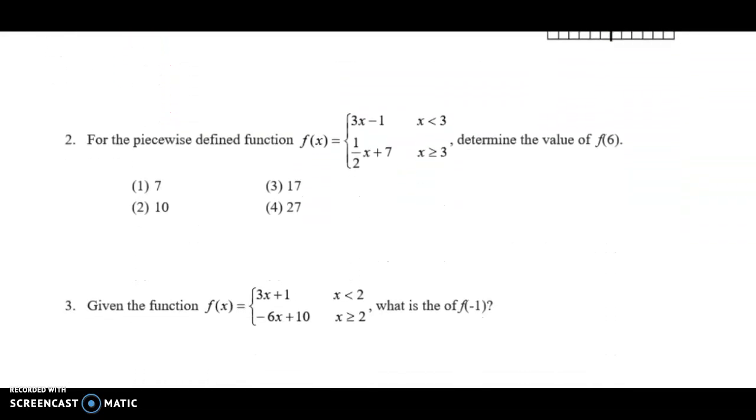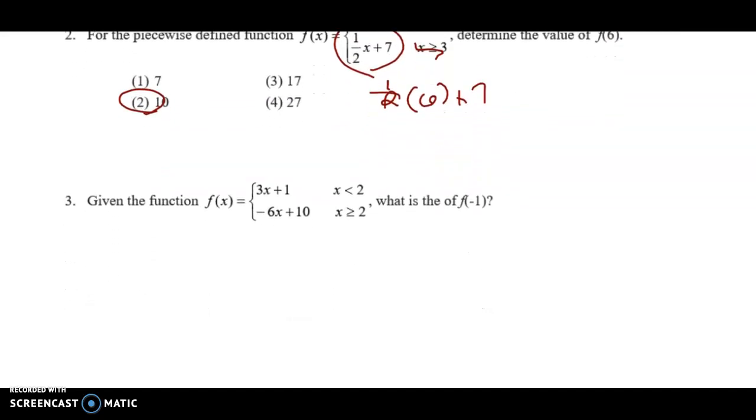Moving to our next one. For the piecewise function defined, f of x equals 3x plus 1 for x less than 3, and 1/2 x plus 7 for x greater than or equal to 3. Determine the value of f of 6. Alright, so we are testing an x value of 6. We then come to our intervals. Which one do we fall into? Is 6 less than 3, or is 6 greater than or equal to 3? We know it's greater than or equal to 3, so because it falls in this interval, I have to use this equation. I substitute the 6 into the equation. Half of 6 is 3, plus 7 makes 10.